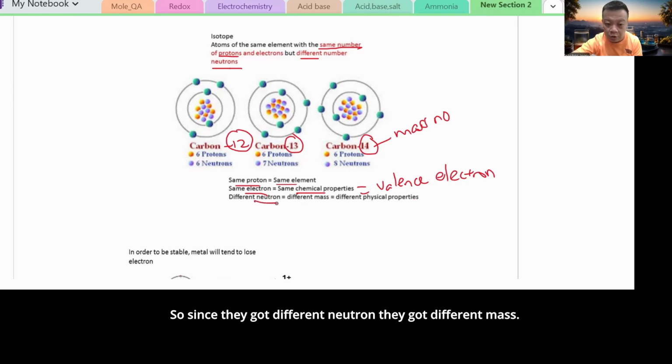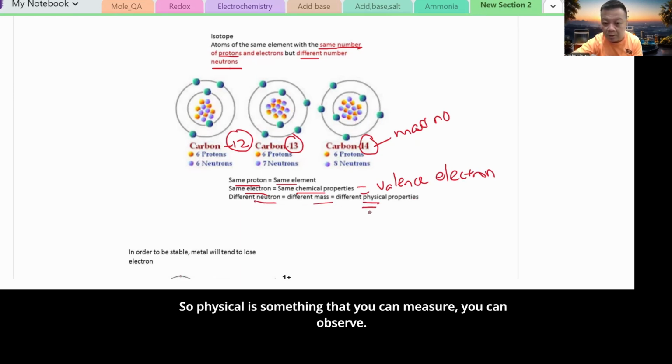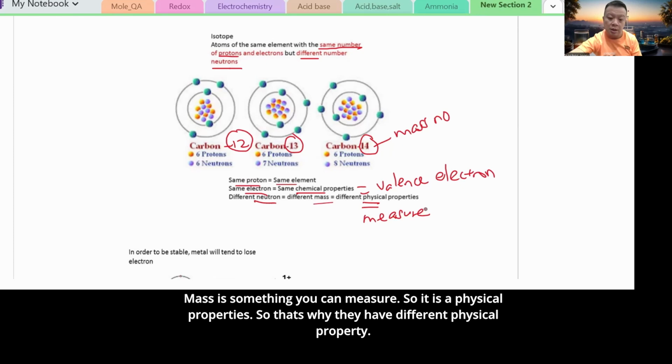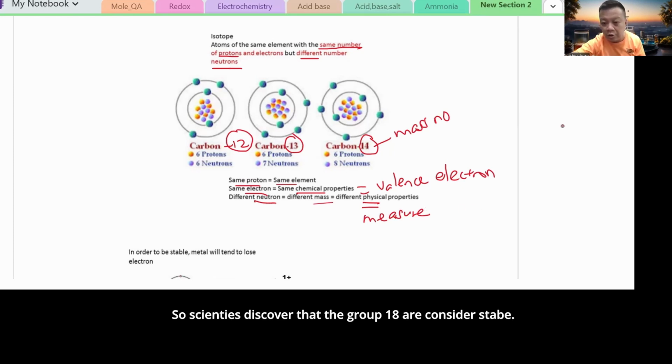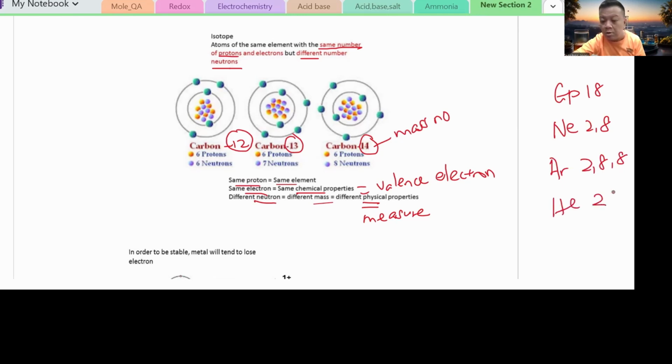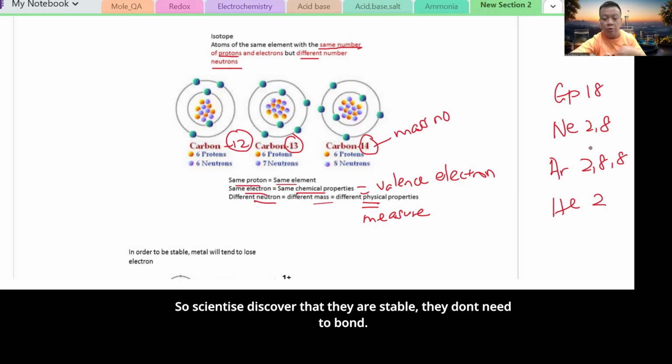Right? So since they got different neutrons, they have different mass. Physical is something that we can measure, we can observe, right? So technically, mass is something we can measure, so it's a physical property. That's why they got different physical properties. So scientists discovered that the group 18 elements are considered stable. You can check that neon is 2, 8, argon is 2, 8, 8, right? And then helium, of course, the first one, is actually 2. So scientists discovered that they are stable, they don't need to bond.